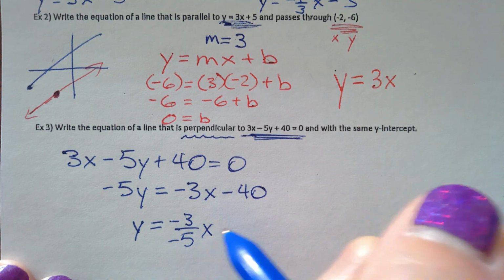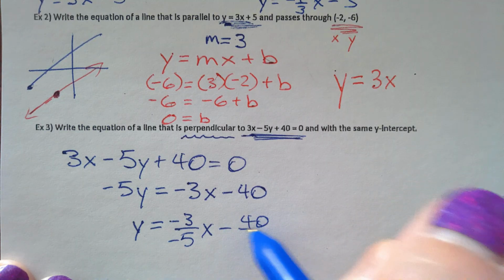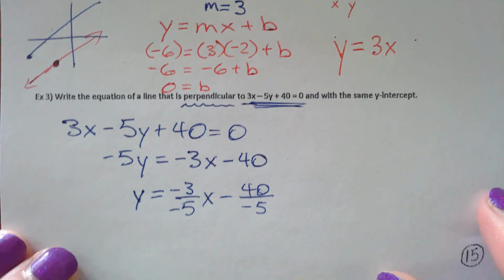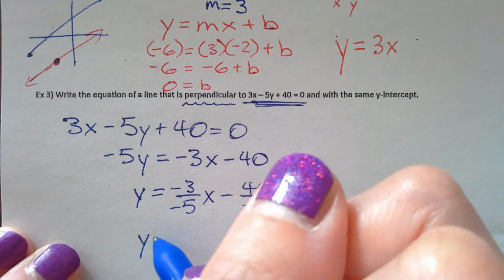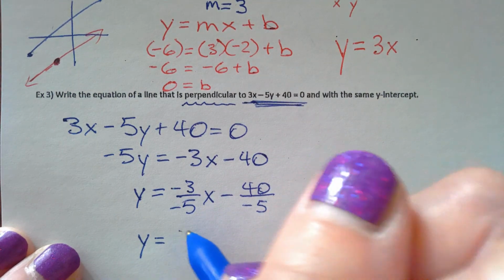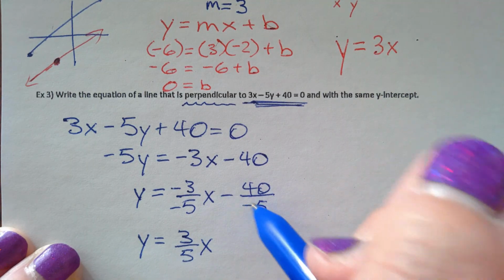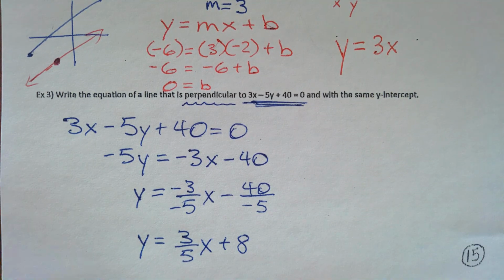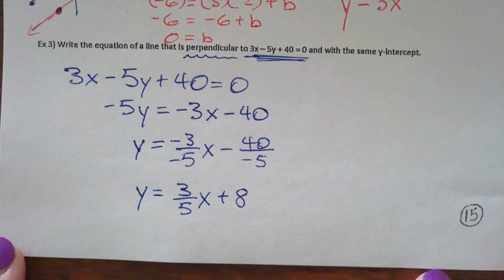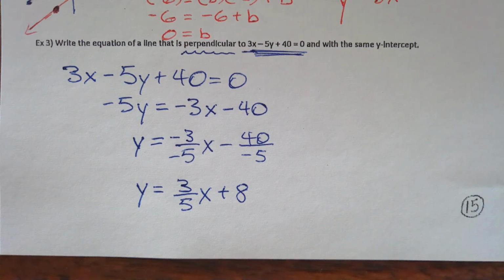Here, I'll rewrite it out like this. Because I'm dividing everything by -5, when I clean it up, 2 negatives make a positive, so 3/5 x. 2 negatives make a positive, so plus 8. On the test, that will give you 1 mark, because I haven't really answered anything about the second line. This is still my first line, the blue line.